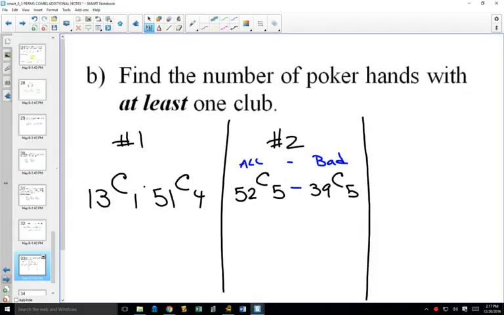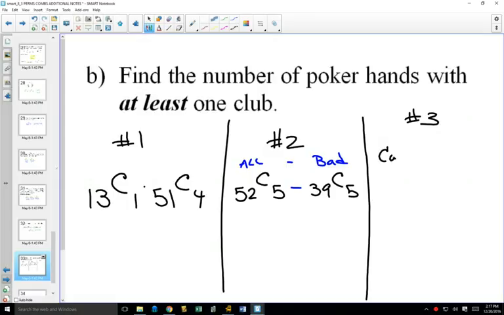Strategy number 3. I am going to count at least one club means either getting 1 club, or getting 2 clubs, or getting 3 clubs, or getting 4 clubs, or getting 5 clubs. That's what at least 1 club means. So I'm going to use cases. I'm going to count everything separately.